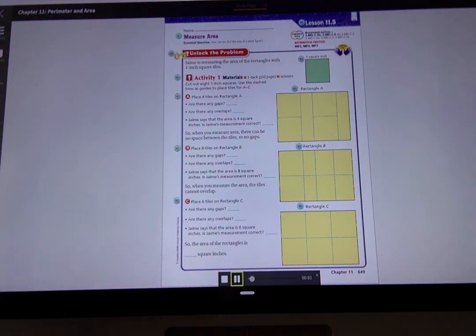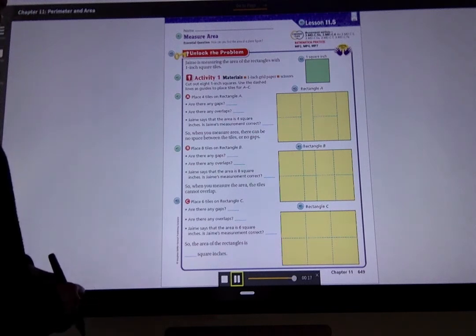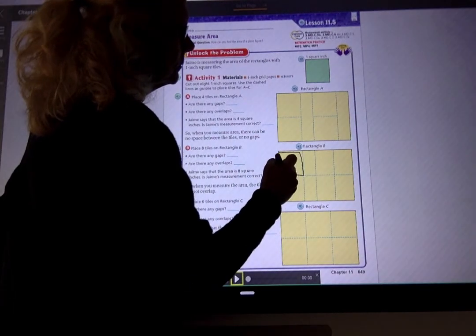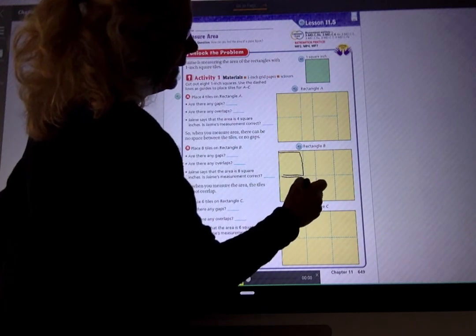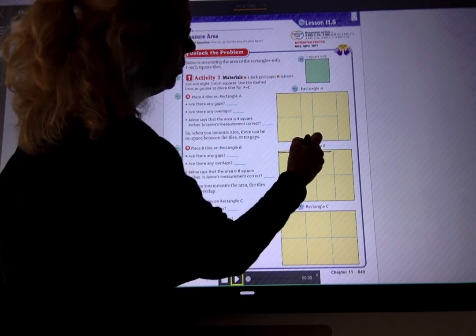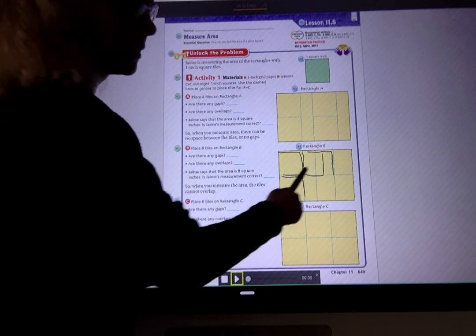B. Place 8 tiles on rectangle B. Are there any gaps? Are there any overlaps? Jaime says that the area is 8 square inches. Is Jaime's measurement correct? When you measure the area, the tiles cannot overlap. Here we see a green tile, and then another green tile, and then this one is crossing over. Underneath here is another tile. There are some tiles underneath.